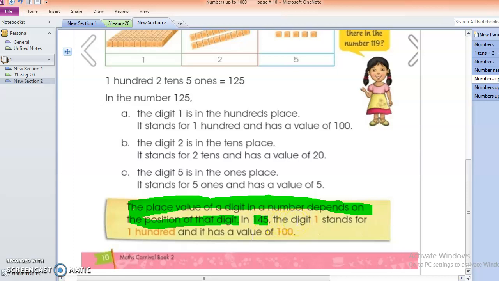That's why its value is 100. Instead of 145, if it is 154, or if it is 451, now 1 is placed on the ones position, so 1 will have the value of 1. But in 145, 1 is in the hundreds place, that's why its value will be 100.